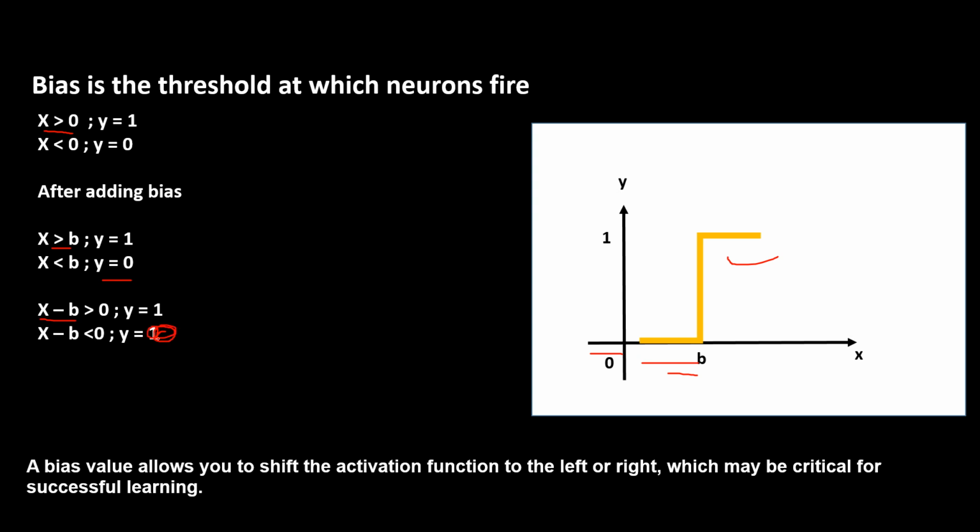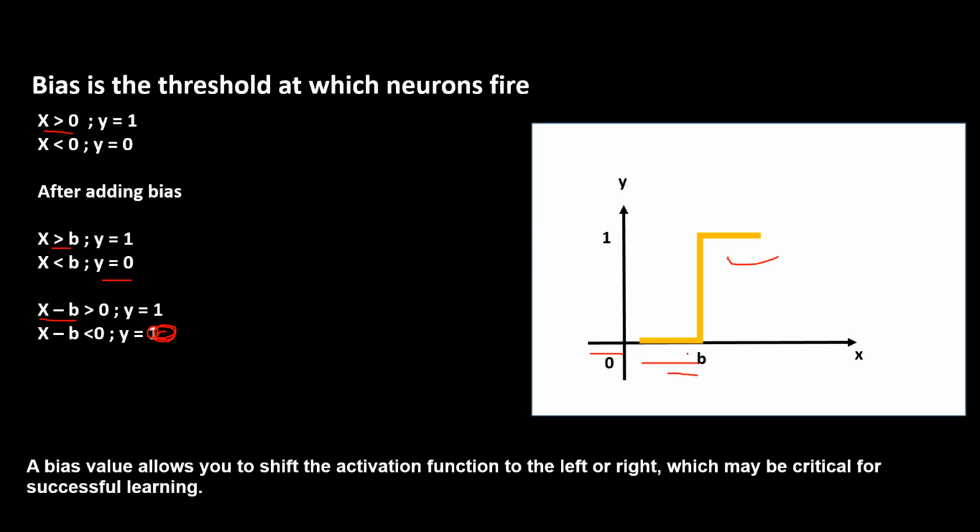So a bias value allows you to shift the activation function to the left or right, which may be critical for successful learning. There may be some functions which need a threshold that fires not at 0 but after some b value.